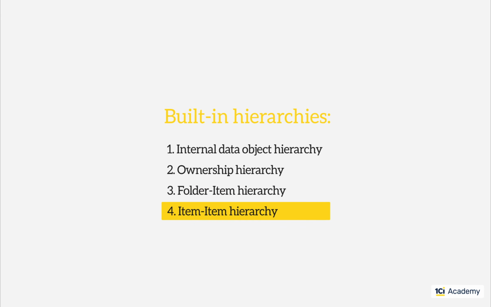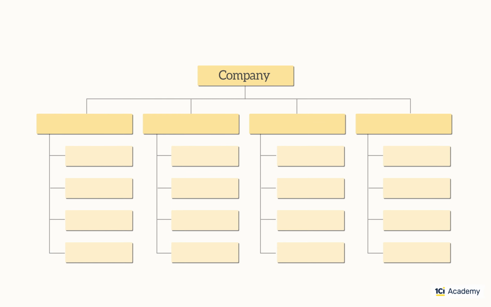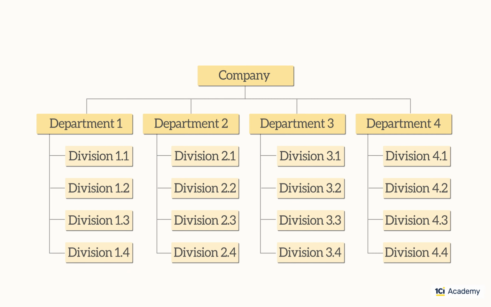And the last one, the item hierarchy. We use this one when children compose the parent. Or, if you look at it from the parent's perspective, the parent consists of all its children. The classic example of this type of hierarchy is an organizational structure. The company consists of departments, each department consists of divisions, etc. All items have the same type, they all are organizational units, but they are put one into another like Russian dolls.